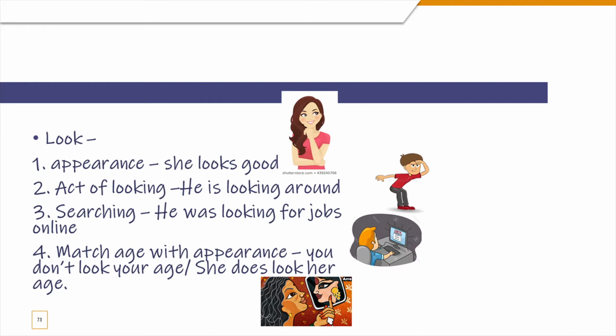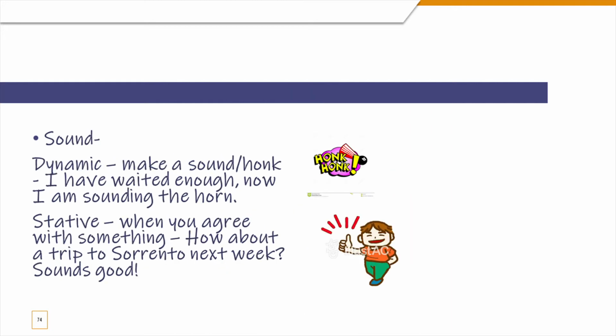So for example, you have these older colleagues at work, but they seem to be very young in their appearance. So you say, are you 60? That's unbelievable. You don't look your age. So that is about the look. Some pictures for you to understand better. Let's move on to the next slide.